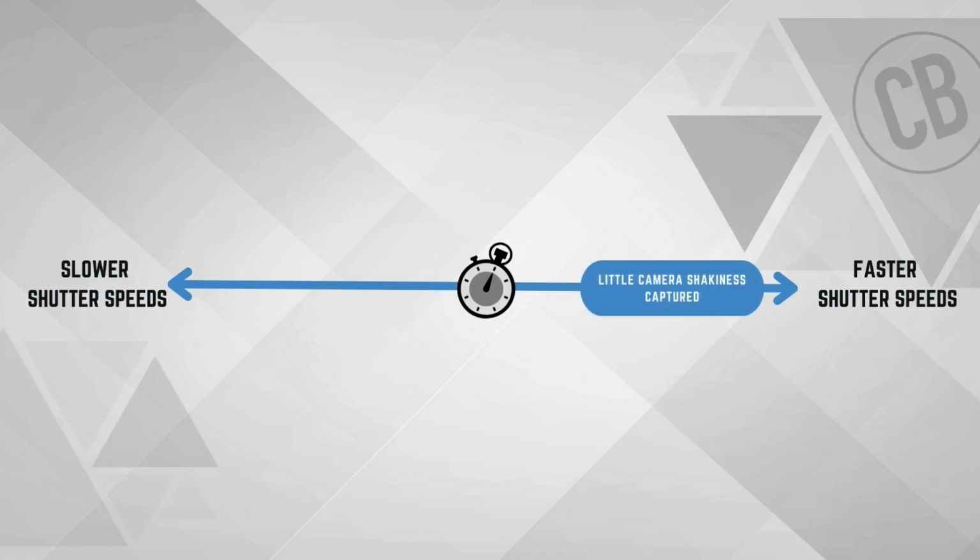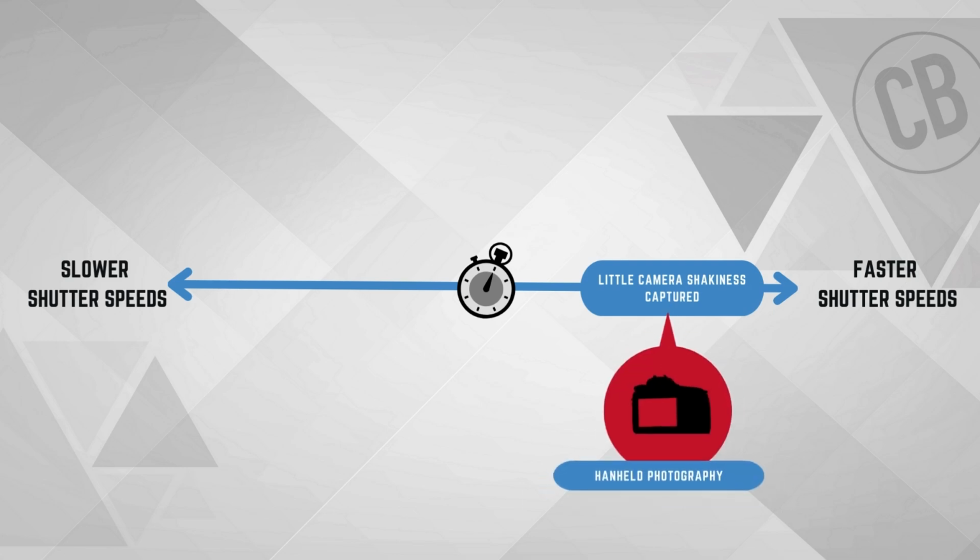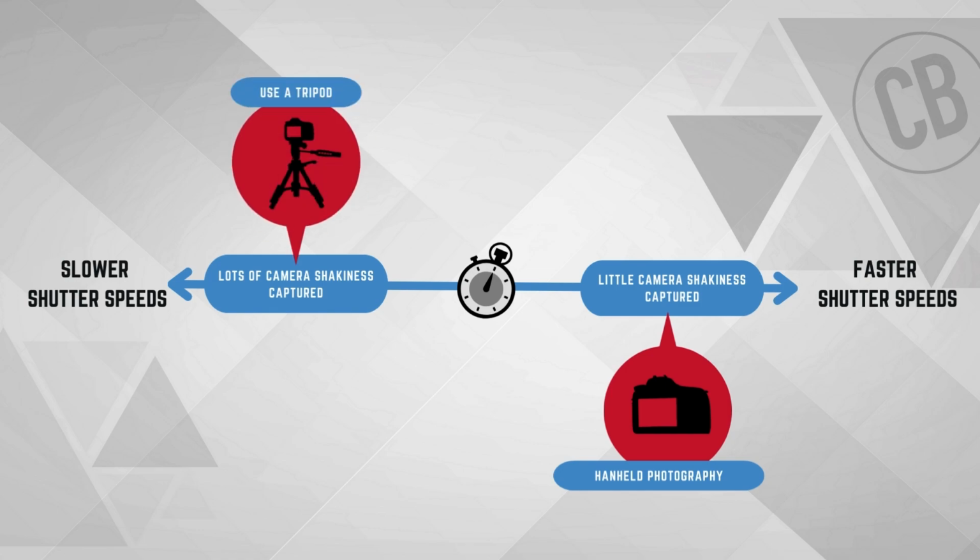One thing to keep in mind is that with faster shutter speeds, you won't capture your camera shaking and you can shoot handheld. However, with slower shutter speeds, you'll want to use a tripod to avoid capturing camera shake. How slow of a shutter speed you can use without capturing any unwanted camera shake while shooting handheld is going to depend on the lens that you're using and its focal length.